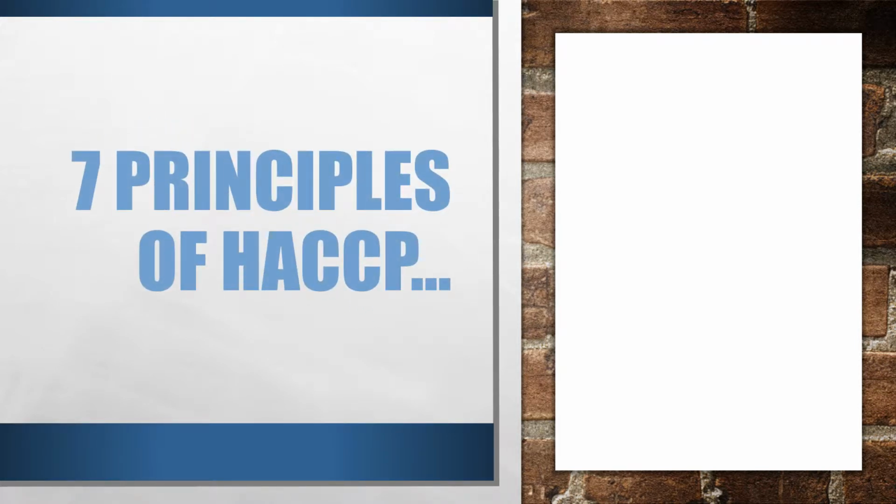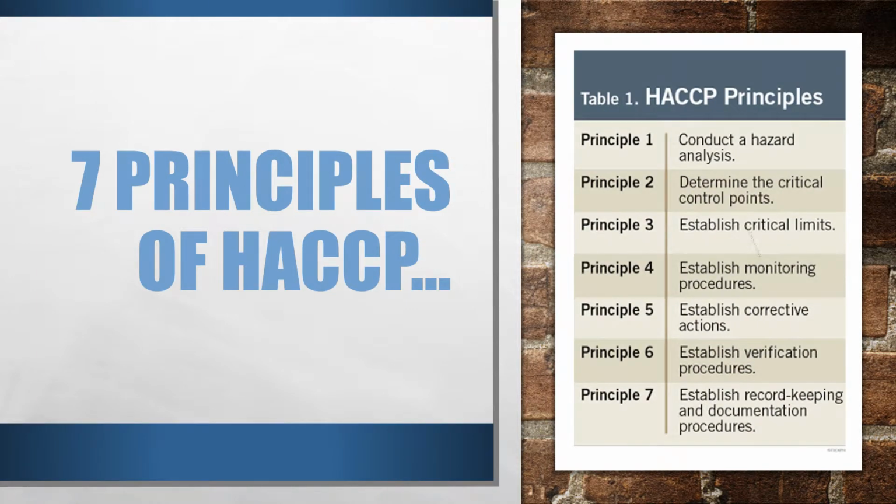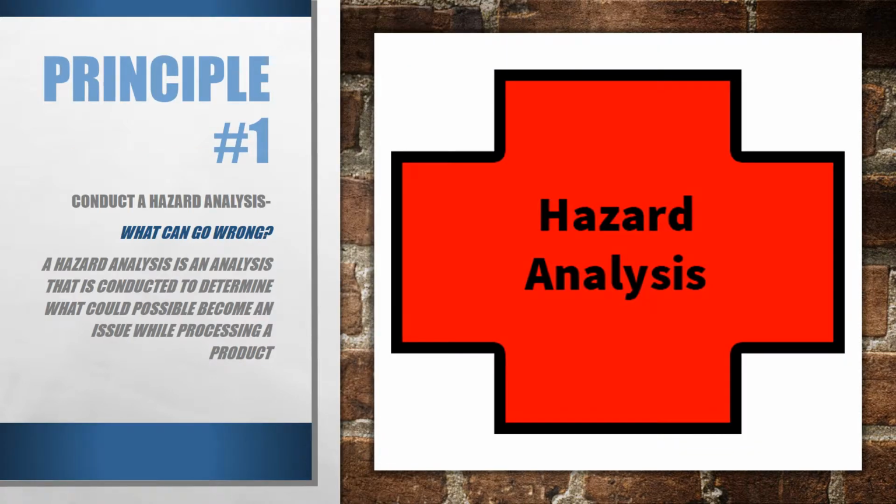Seven principles of HACCP. Principle number 1, conduct a hazard analysis. What can go wrong? A hazard analysis is an analysis that is conducted to determine what could possibly become an issue while processing a product.